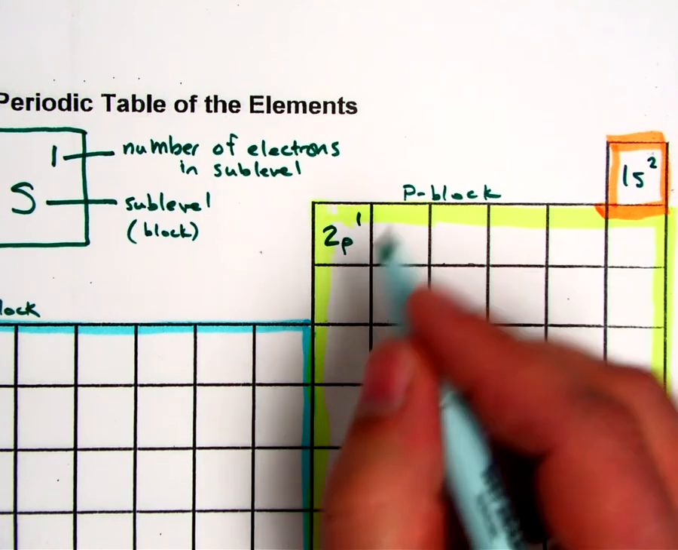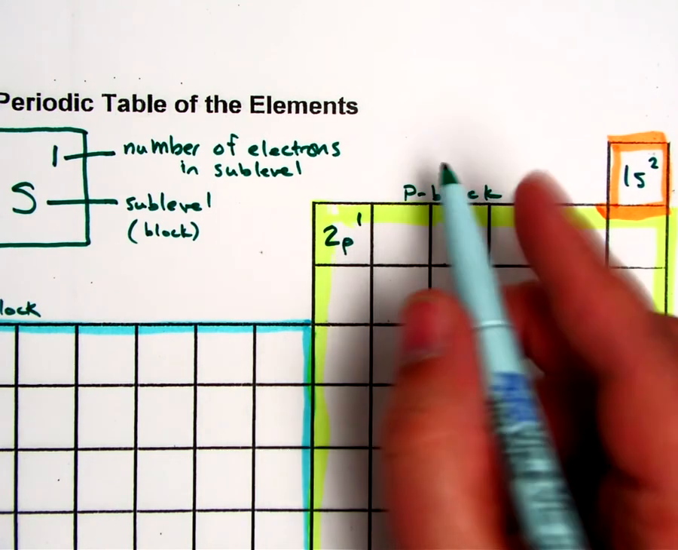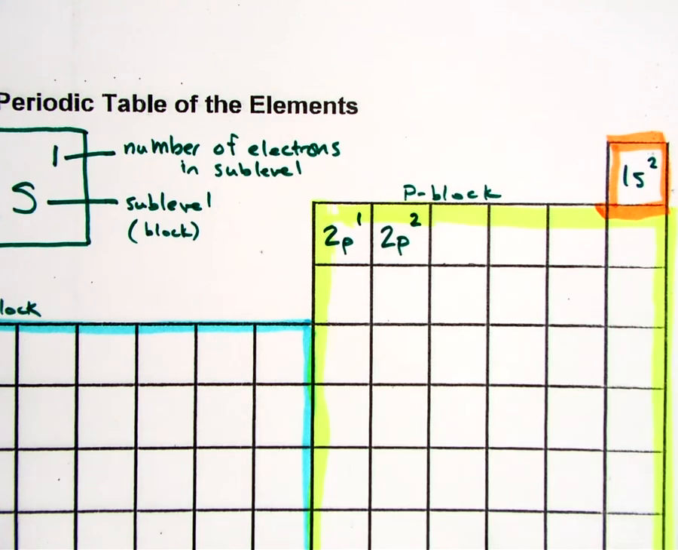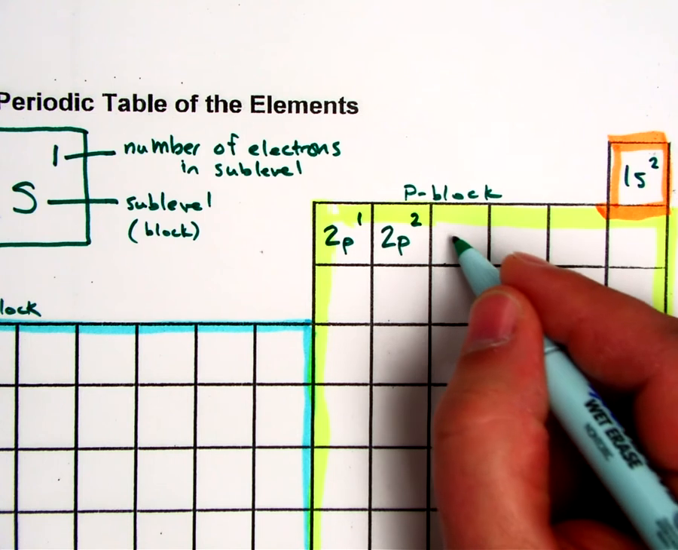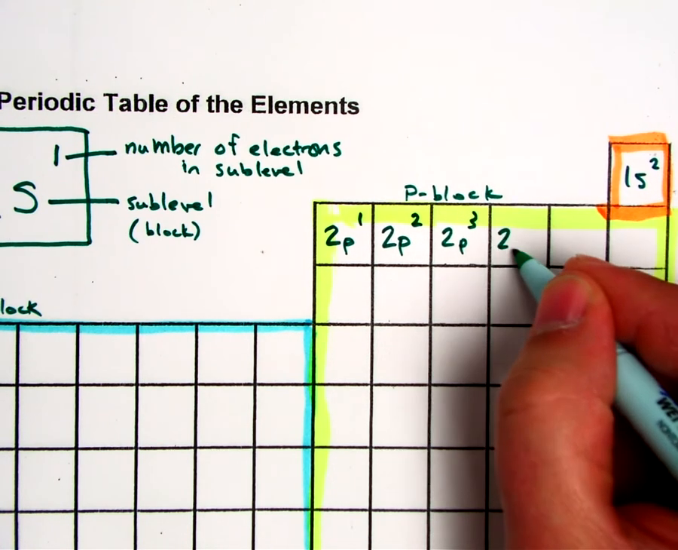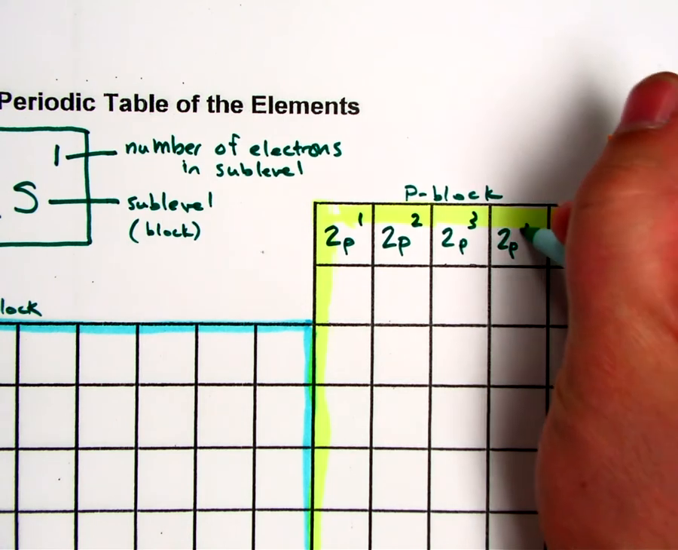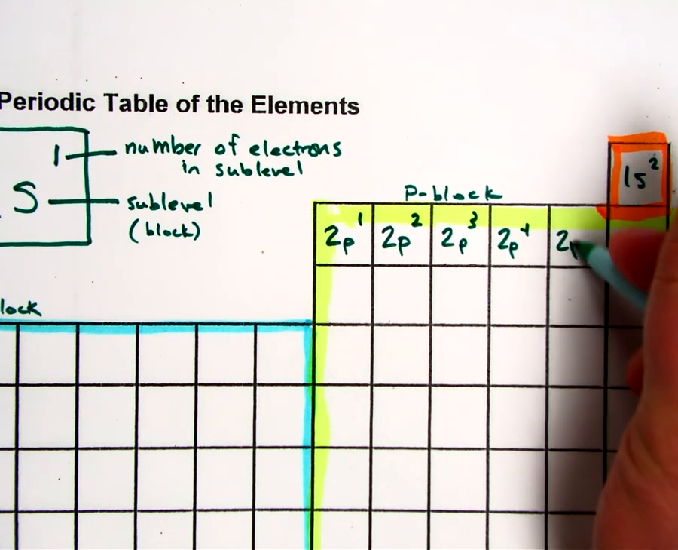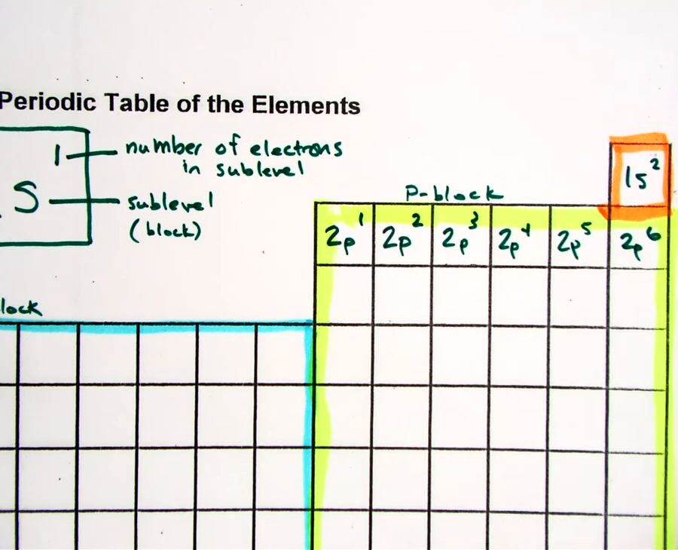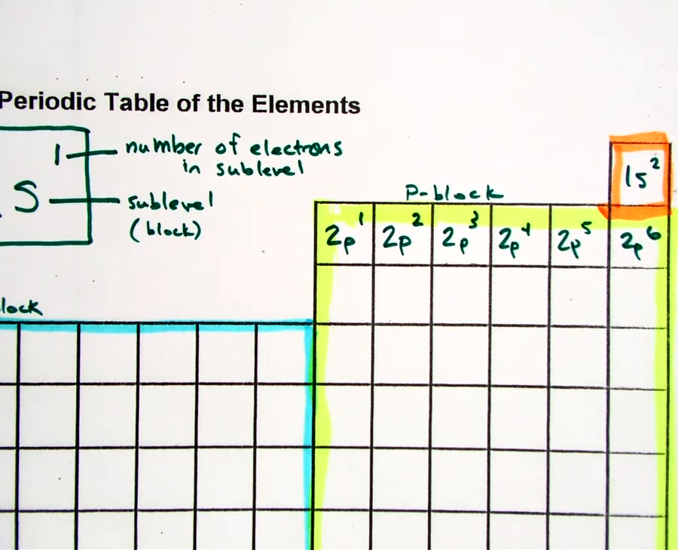Then, next element, that would be boron. Next element's carbon, energy level 2, p block, and 2 electrons. For nitrogen, we have energy level 2, p block again, 3. Oxygen 2p4. Fluorine 2p5, and neon 2p6. Every time we change elements, we go up a number in our electron count for that sublevel.